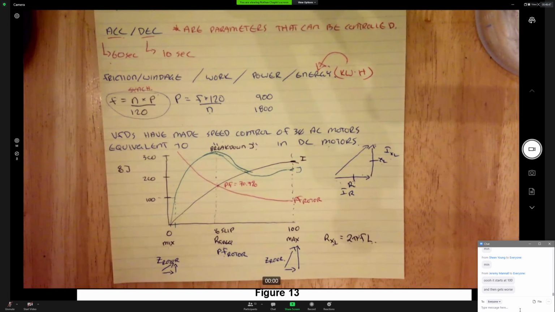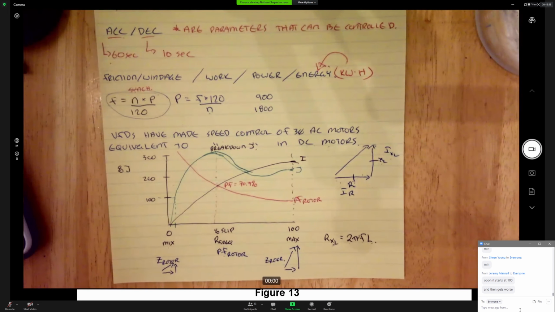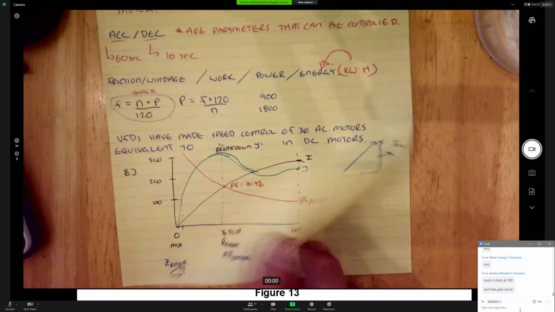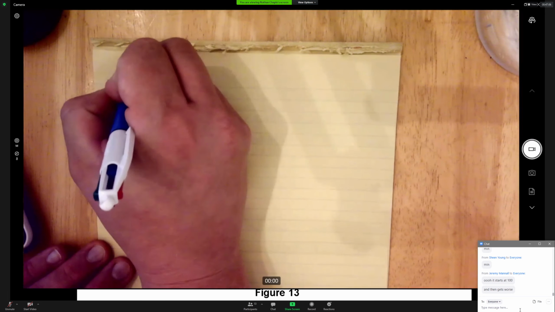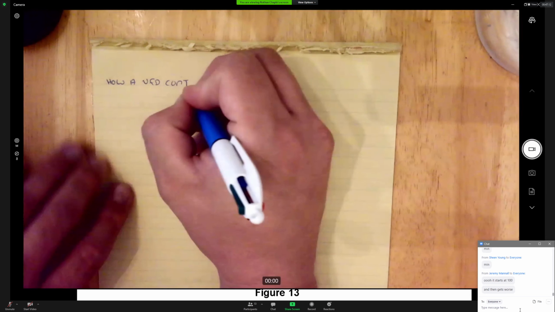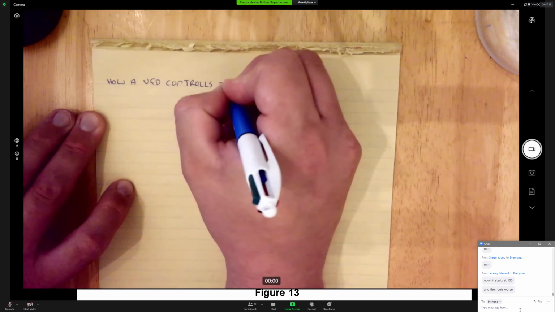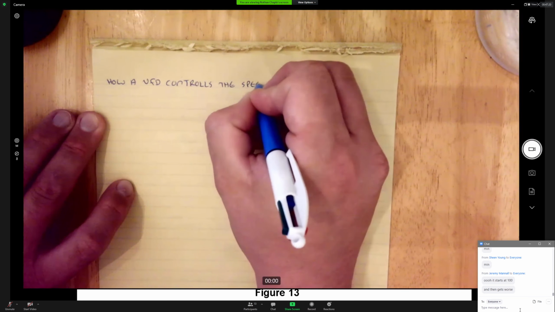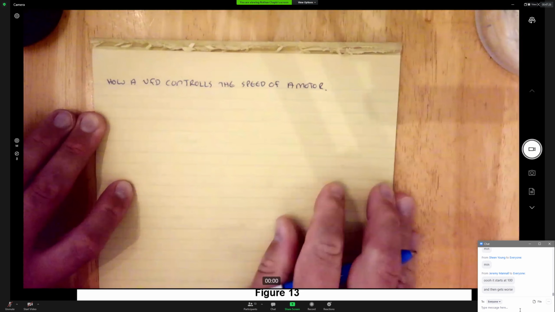And this is getting us into speed control, and then another one of our formulas. And that is how a VFD controls the speed of a motor. And we'll flip back to that in just a moment. How a VFD controls the speed of a motor.